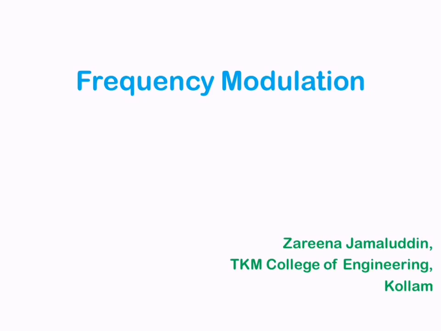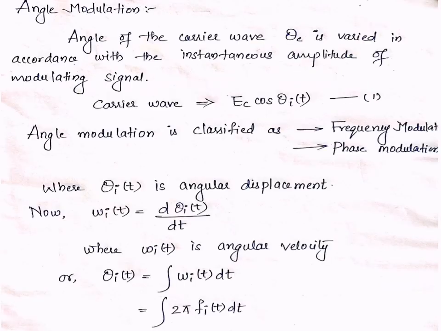Today we are going to discuss frequency modulation. So before going to frequency modulation, let us see what angle modulation is. The angle of the carrier wave, that is theta c, is varied in accordance with the instantaneous amplitude of the modulating signal. So what do you mean by this angle modulation? The angle of the carrier wave is actually varying, right?